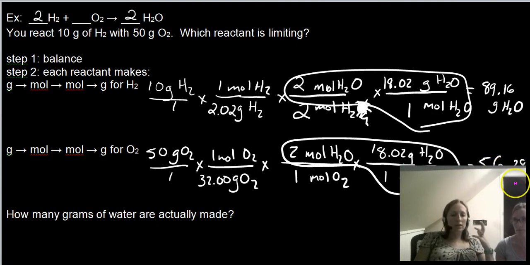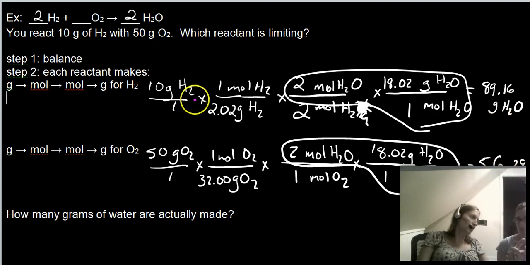So what this is telling us is, if we used this plan and we started with 10 grams of hydrogen and it worked, we would be able to make 89.16 grams of water. If we started with 50 grams of oxygen and that worked, we would be able to make 56.28 grams of water. We cannot actually make 89.16 grams. We can make 56.28 grams, and we're going to leave a little bit of the hydrogen left over.